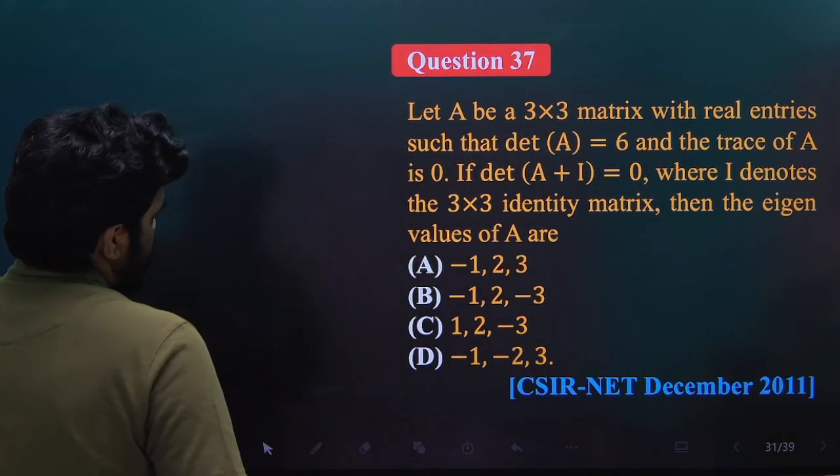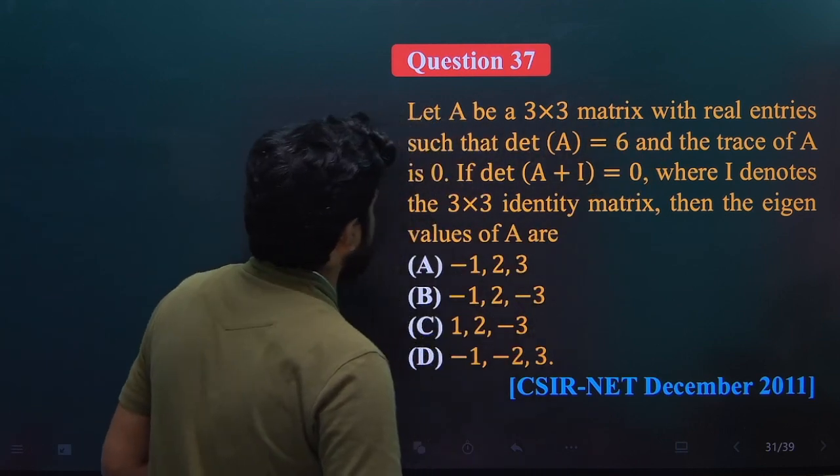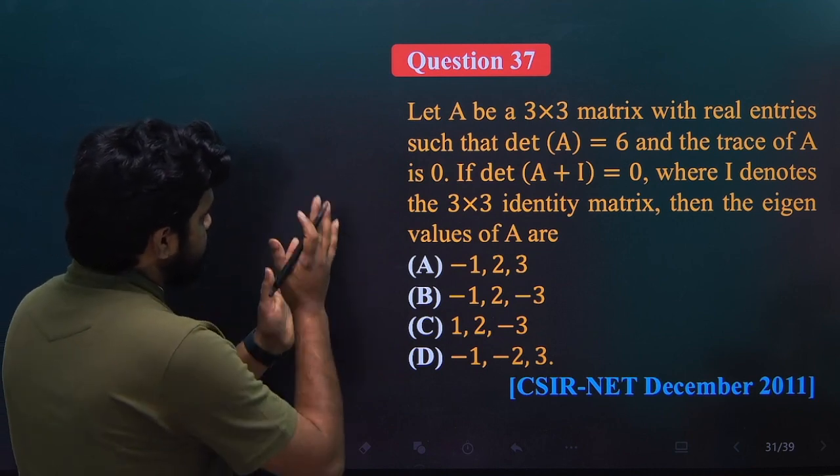What is given? Let A be a 3 cross 3 matrix with real entries such that determinant A is 6.